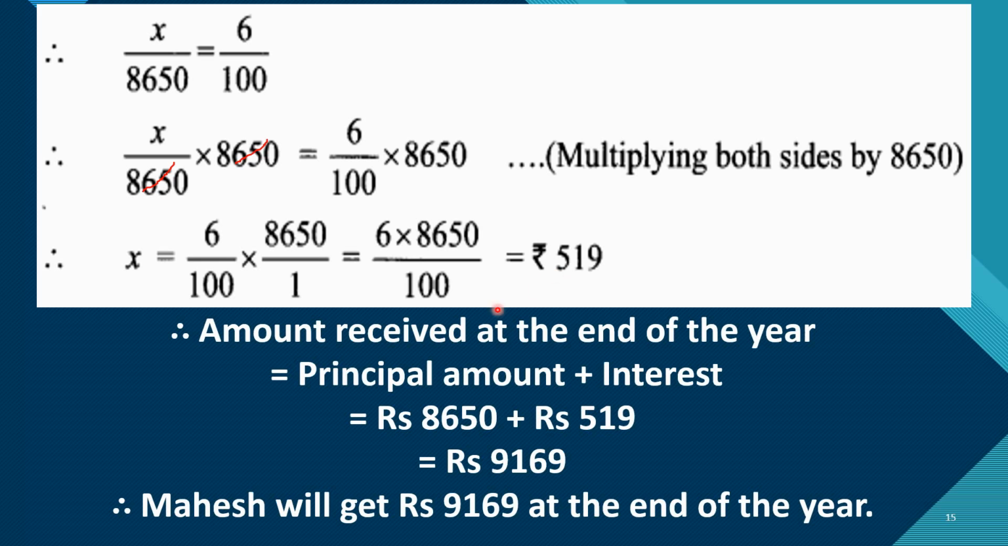So the amount received at the end of the year is principal amount plus interest. So principal amount is 8650 plus interest, that is 519. So that is 9169. So Mahesh will get rupees 9169 at the end of the year.